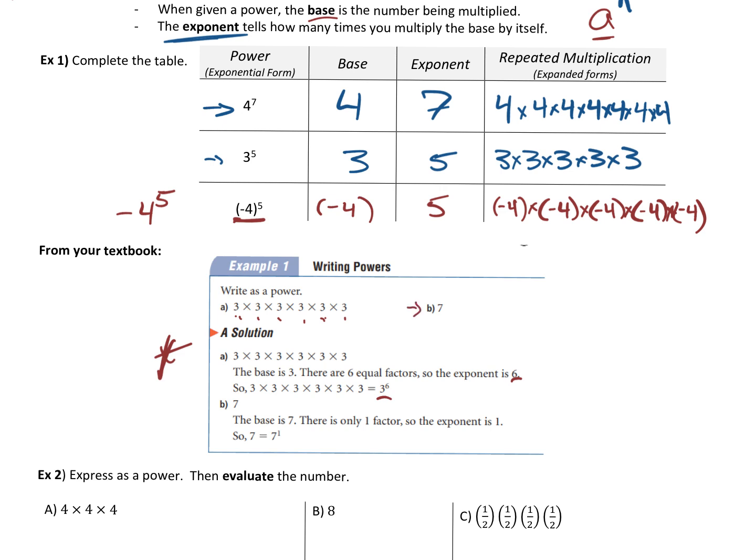Here for B, we just have 7 by itself. The base is 7, there's only one factor, so the exponent is 1. We can have a number to the exponent of 1, just like it's written here. It doesn't really change the answer if it's to the exponent of 1 because it's just that number by itself, but it's important that we understand that it is a factor still.